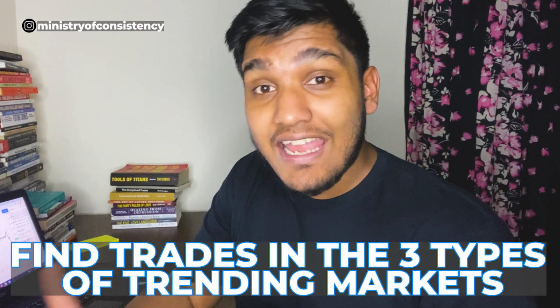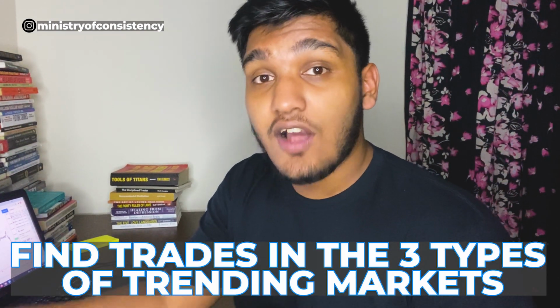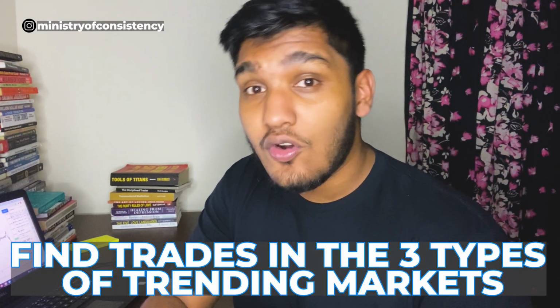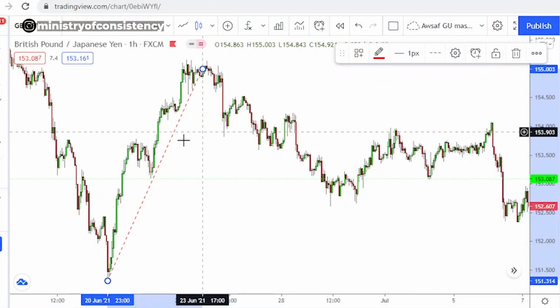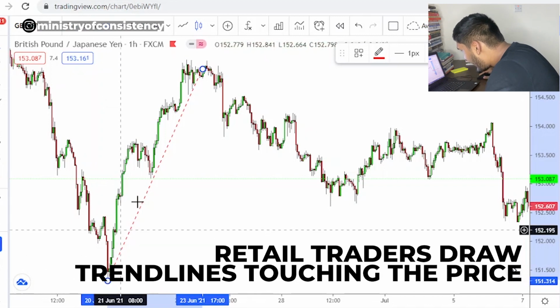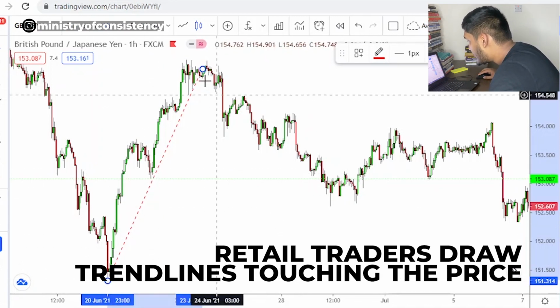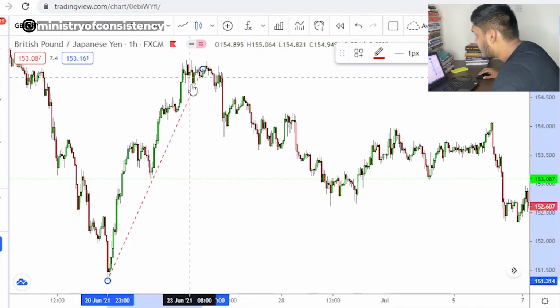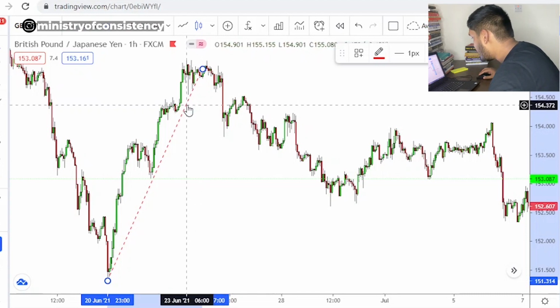Now let's talk about how we can actually find trade positions inside these uptrends, downtrends, or your sideways trend. Your retail traders like to draw trend lines utilizing exact price kissing or touching this line. But we don't really like to look at the markets like this.